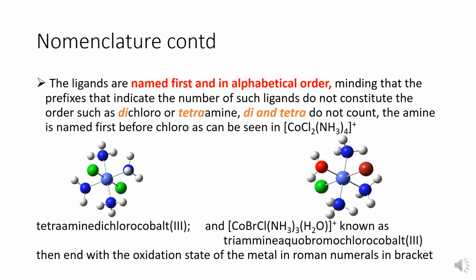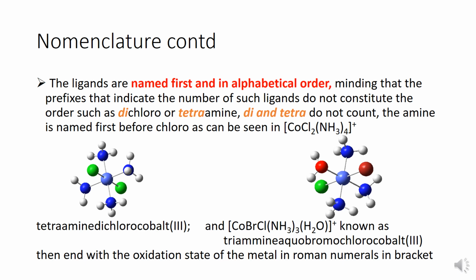Further on, the ligands are named first and in alphabetical order. We must mind the fact that when we talk of alphabetical order, we do not include the prefixes that indicate the number of such ligands attached to the central metal atom, such as di, tetra, or tri, as in dichloro, tetraammine. The di and the tetra do not count, but what comes first here is the ammine before the chloro, as you have in tetraamminedichlorocobalt(III).